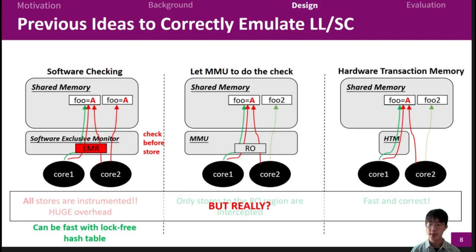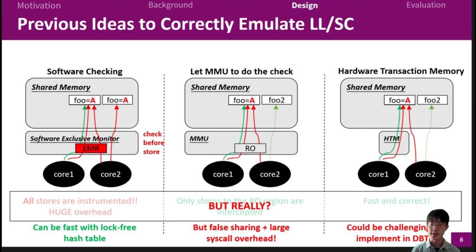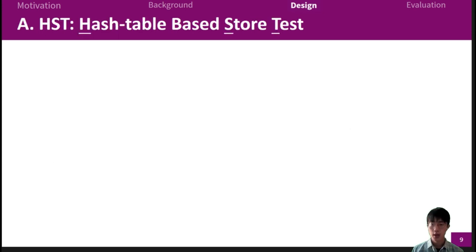The seemingly promising page protection-based scheme, however, could result in large overhead due to page-level fault sharing and system call overhead. Also, the hardware transactional memory could be challenging to implement in a dynamic binary translator. We here introduce the first solution, HST, which stands for hash table-based store test.